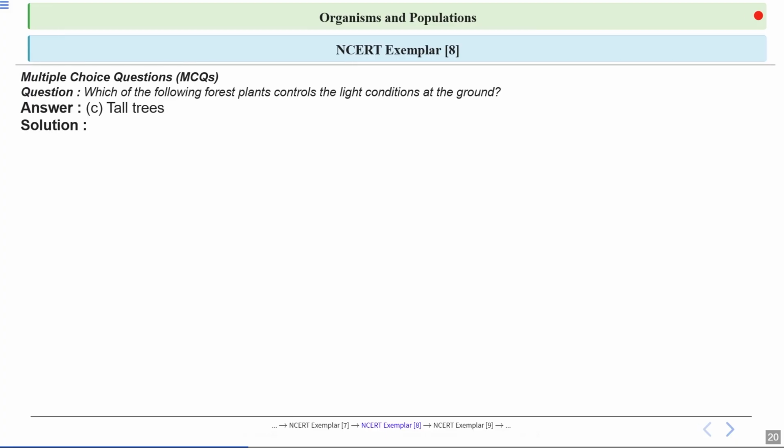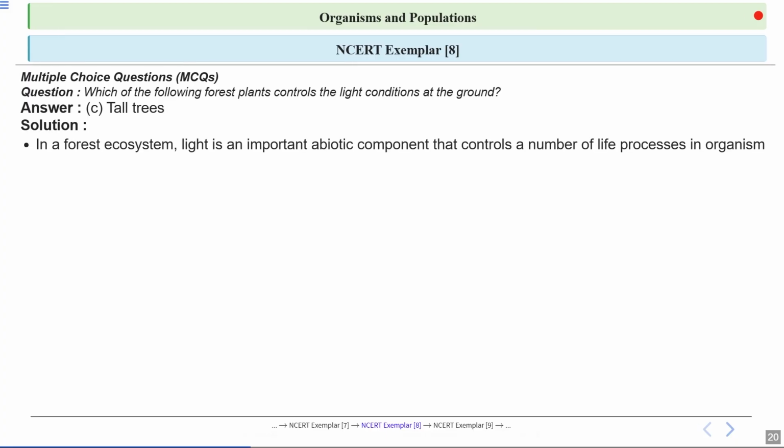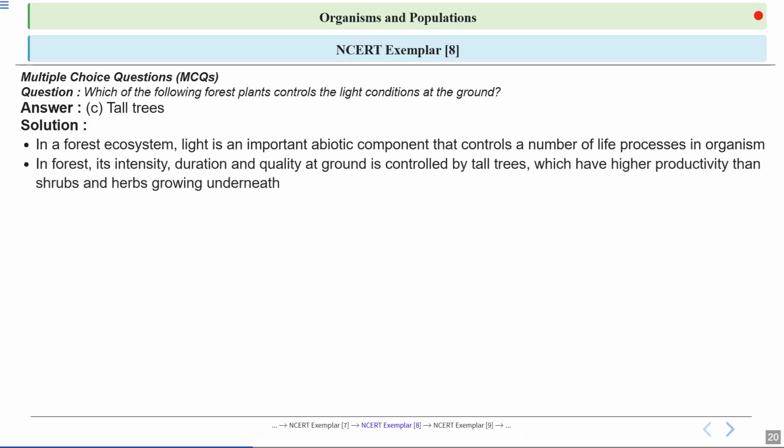Okay, so option number C is the correct answer here, tall trees. Let's have a look at the explanation. Why is light so important in the forest? Light is an abiotic, meaning a non-living factor that affects how all organisms grow and survive. In a forest, tall trees act like giant umbrellas, controlling how much light reaches the ground. They have the highest productivity because they get the most sunlight, while the plants underneath, like shrubs and herbs, get less light.